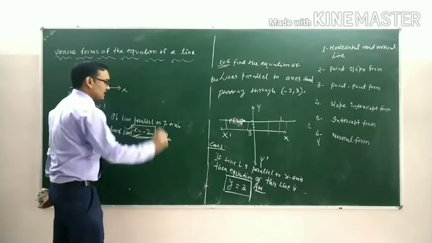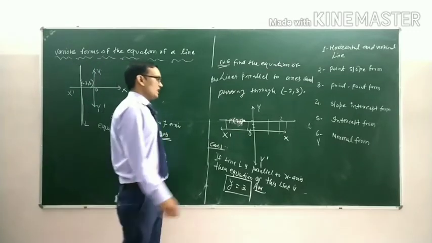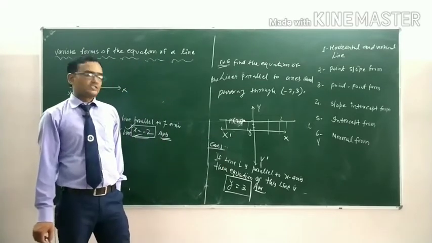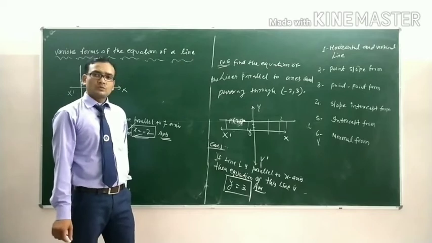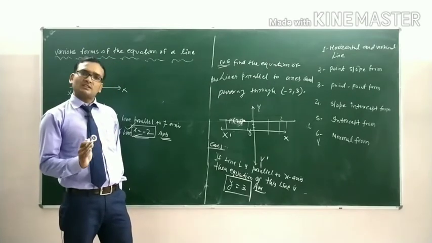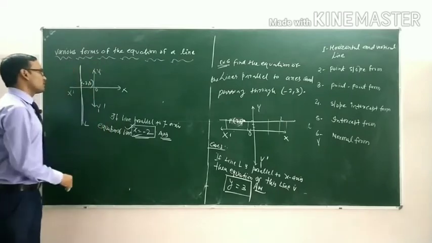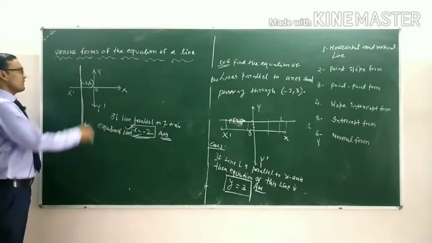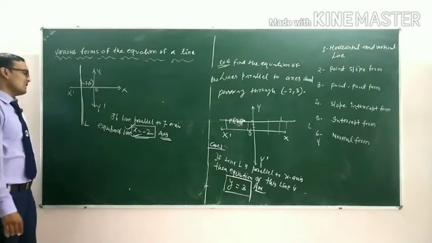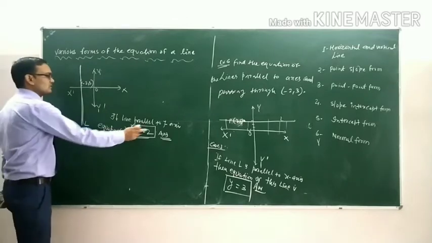If the line is parallel to the x axis, then the equation of the line is y equal to 3 and the line passes through the point minus 2, 3. If the line is parallel to the y axis, then the equation of the line is x equal to minus 2.